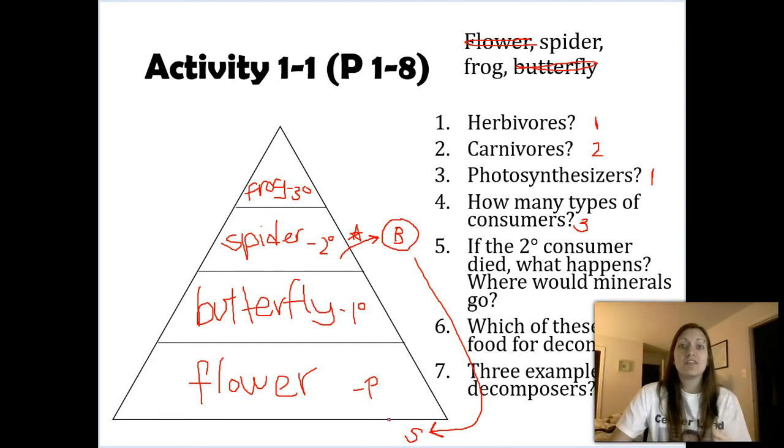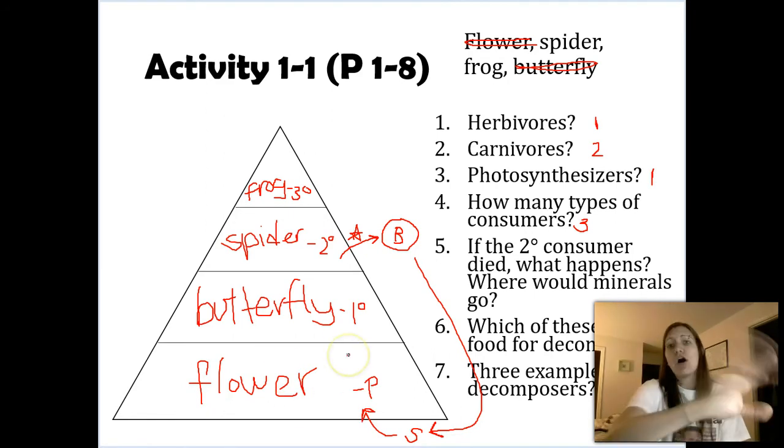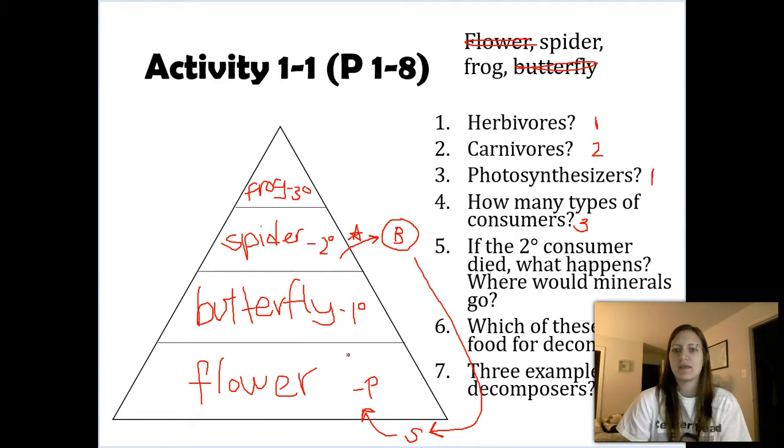And these flowers and these producers are going to get those nutrients. They're going to get those minerals as a fertilizer. That's why a lot of people will use cow poop, manure, as a fertilizer, because it's chock full of nutrients. So all of that answers question 5.